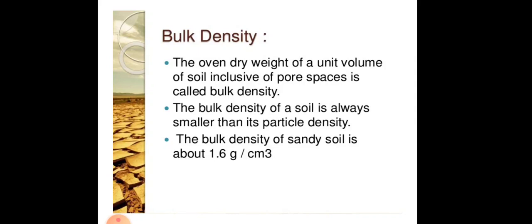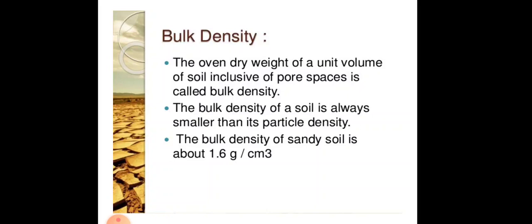Bulk means it is a mixture of weight of solid particles plus weight of spaces present between these particles. So due to this, this density is called bulk density. And the bulk density generally lies between 1.6 to 2 gram per cubic centimeter, because this bulk density depends upon the texture of the soil.